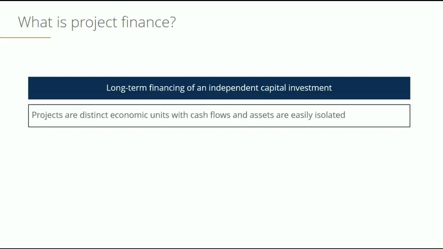be distinctly isolated, where you can see the cash flows and the assets that are contained together, and a financing that's put around those is particular to them, as opposed to, say, a company that may be a huge collection of project finance or operating assets all combined.